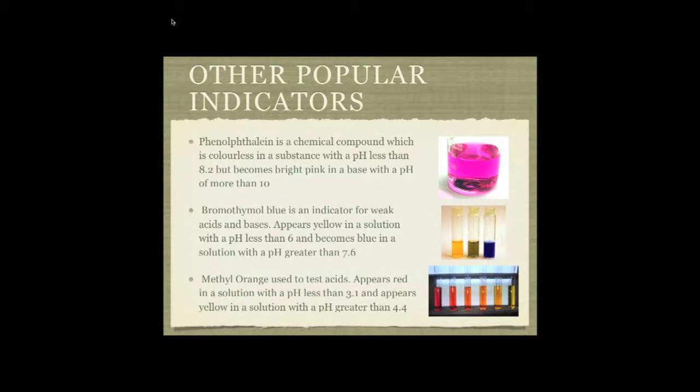Other popular indicators include phenolphthalein, which is a chemical compound which is colorless in a substance with a pH less than 8.2, but becomes bright pink in a base with a pH of more than 10. Another popular pH indicator is bromothymol blue. Bromothymol blue is an indicator for weak acids and bases. It appears yellow in a solution with a pH less than 6 and becomes blue in a solution with a pH greater than 7.6. A pH indicator used to test acids is methyl orange. This appears red in a solution with a pH less than 3.1 and appears yellow in a solution with a pH greater than 4.4.